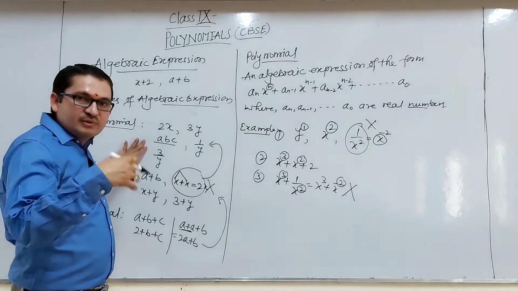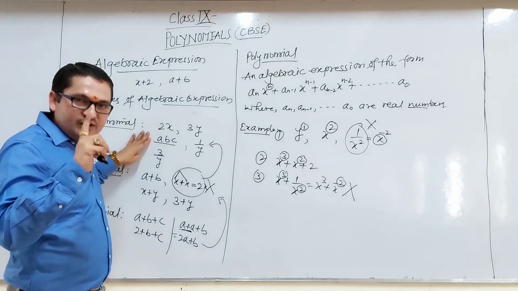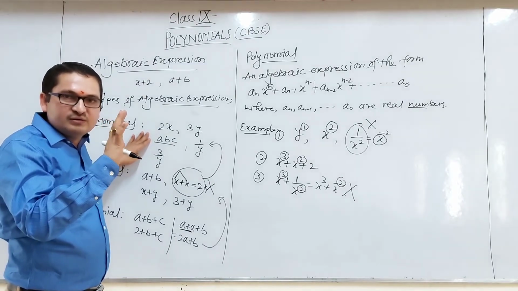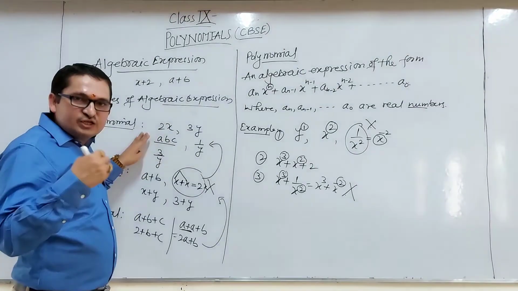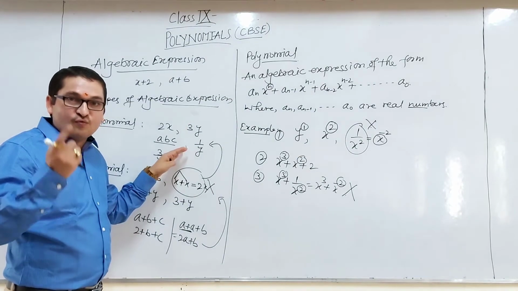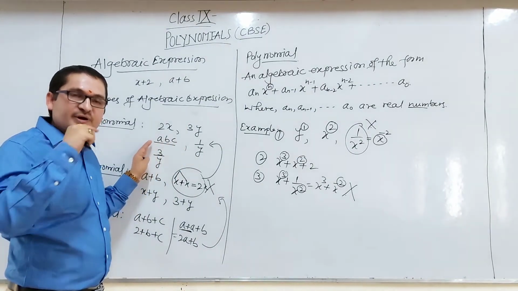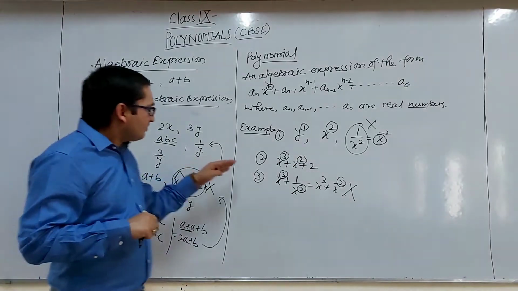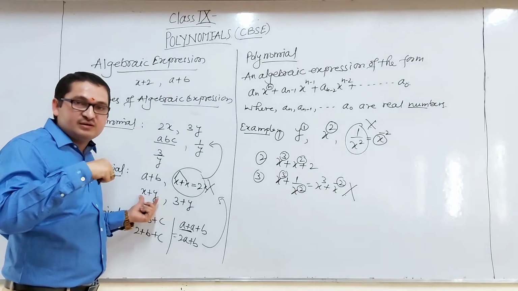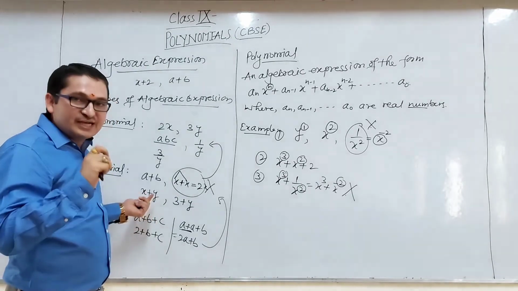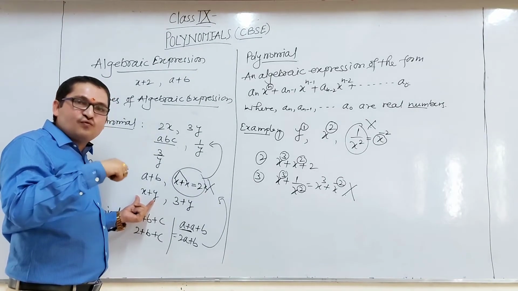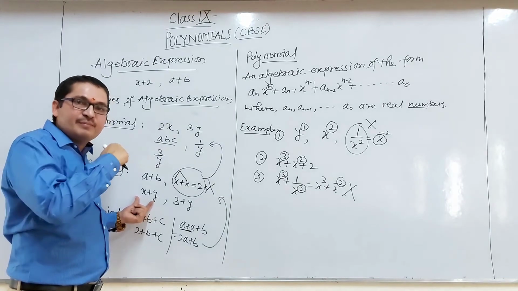Again, I am going to repeat it. Monomial means what? One term. It does not matter what the power of the variable is, whether it's positive or negative. x is a monomial as well as a polynomial. 1 upon x is not a polynomial, but it is a monomial. Similarly, binomial means two terms: x plus y, x plus 1 upon y. x plus y is a polynomial as well as a binomial. x plus 1 upon y is not a polynomial, but it is a binomial.